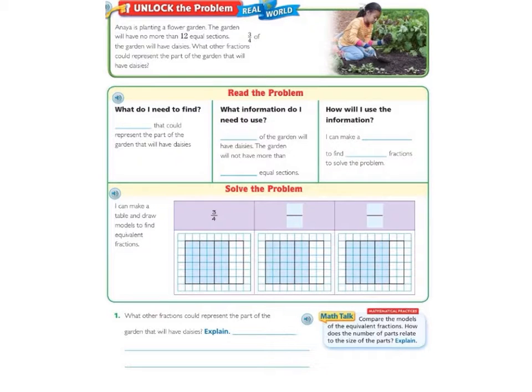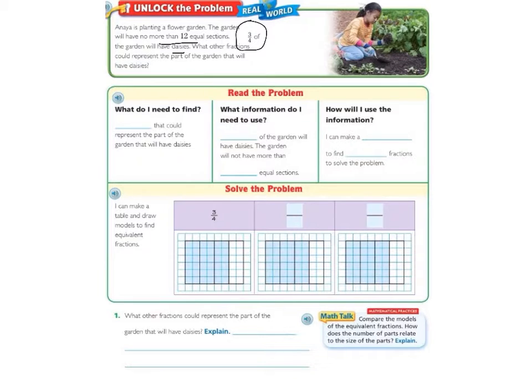Let's begin by reading the Unlock the Problem. It says, Ayana is planting a flower garden. The garden will have no more than 12 rows. 3/4 of a garden will be daisies. What other fractions could represent the part of the garden that will have daisies?